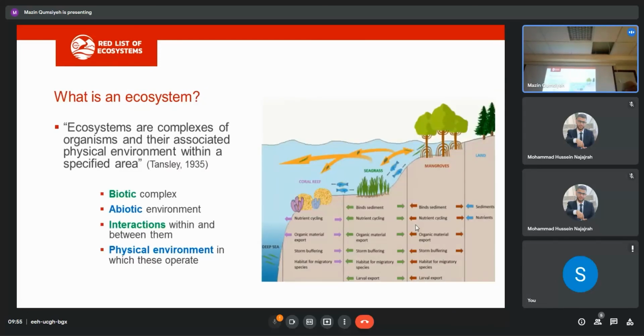So what is an ecosystem? The definition is more or less agreed among scientists. It's a biotic complex that exists in an abiotic environment, with interactions within and between the biotic and the abiotic conditions, and it is inserted in the physical environment.